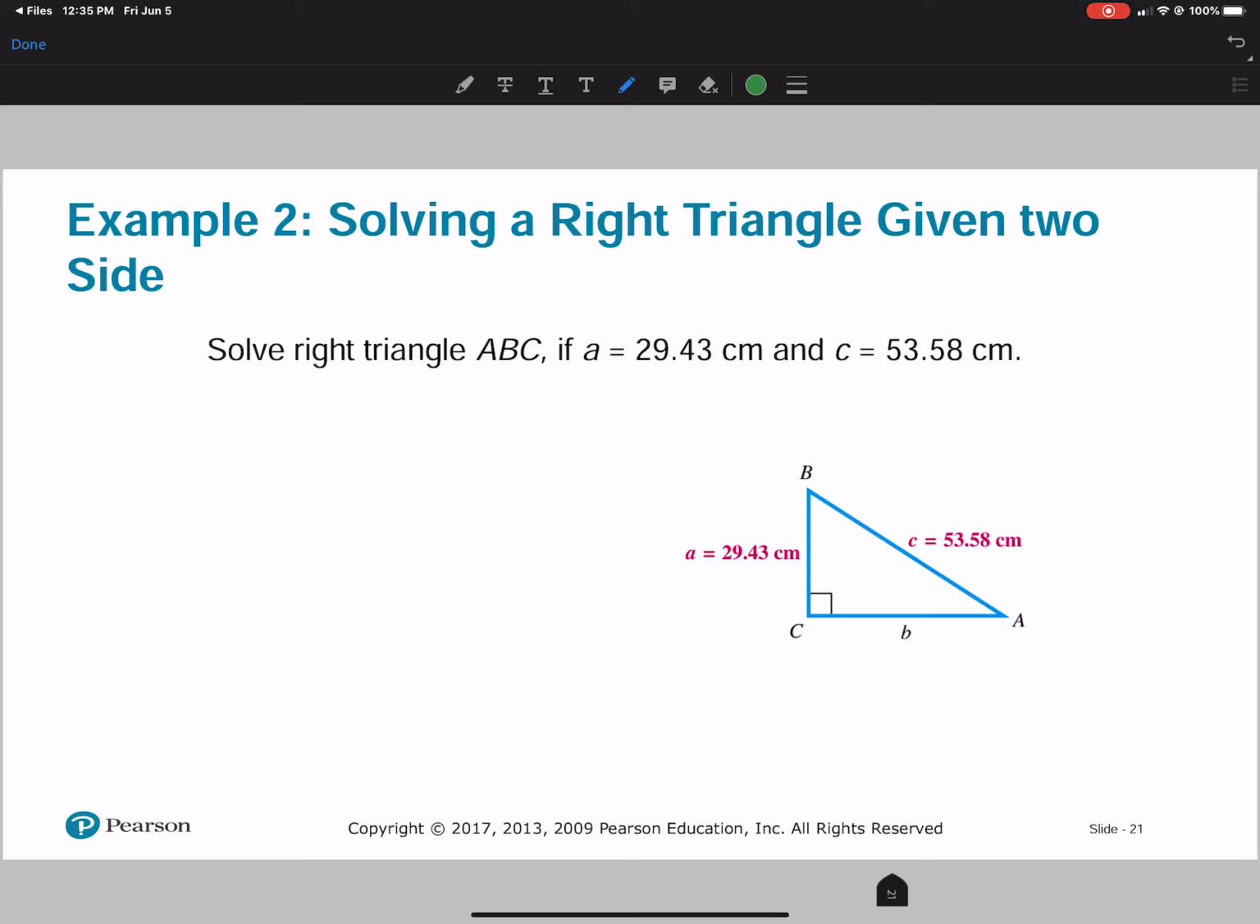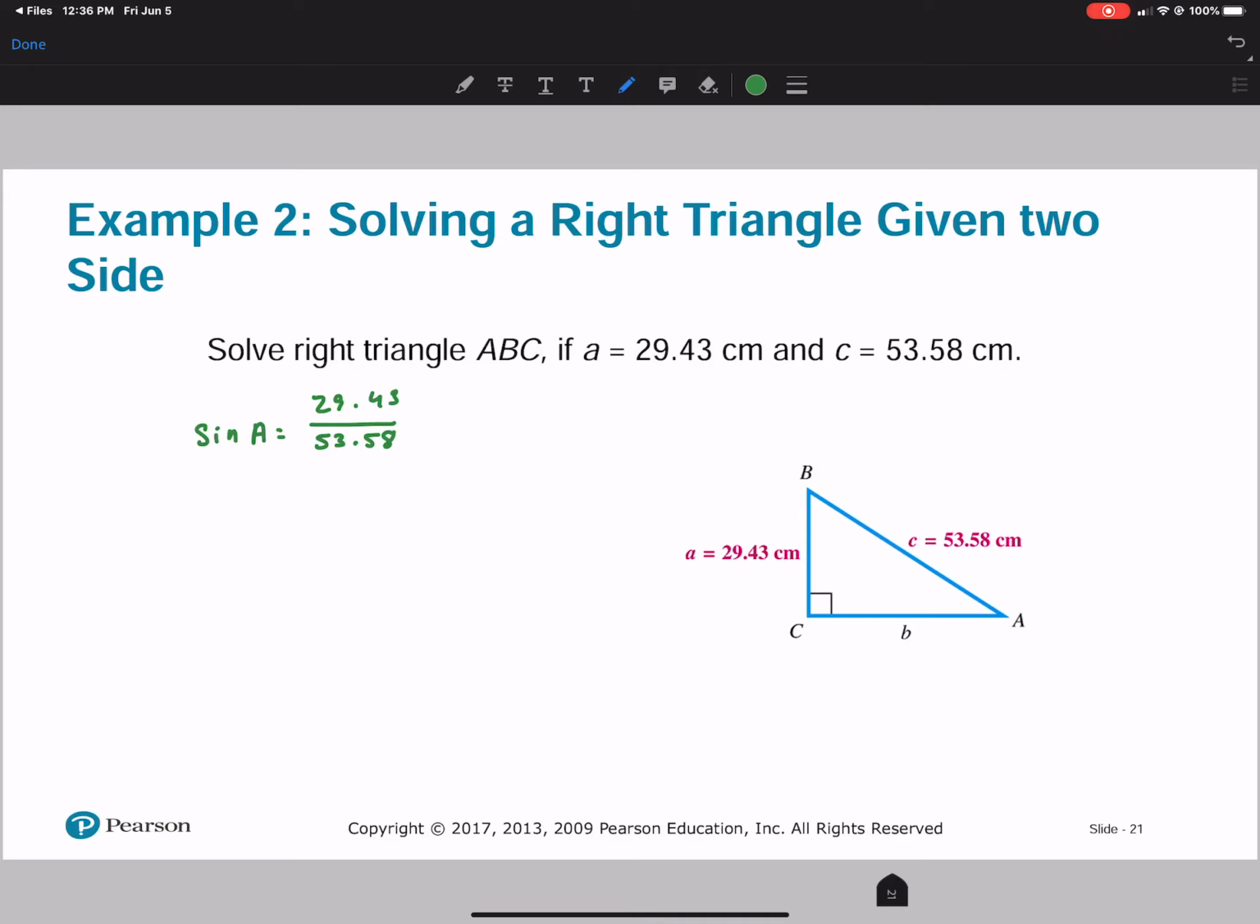So let's look at this one. It says solve the right triangle ABC. I have little a, which is the side, equal to 29.43, and little c equal to 53.58. We could do this a couple of ways. We could say the sine of A is equal to the opposite, which is 29.43, over the hypotenuse, which is 53.58.